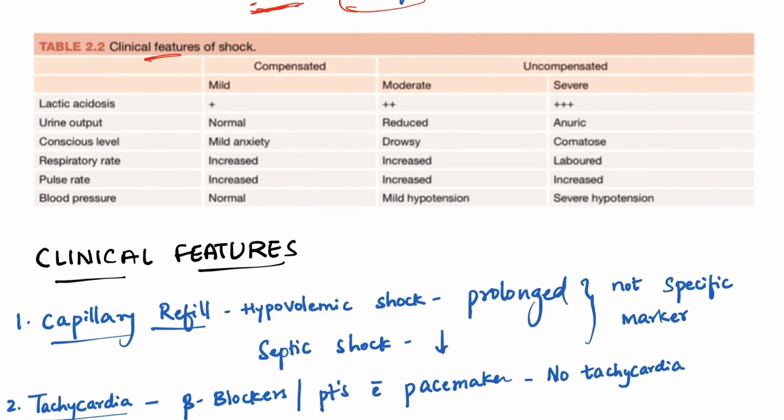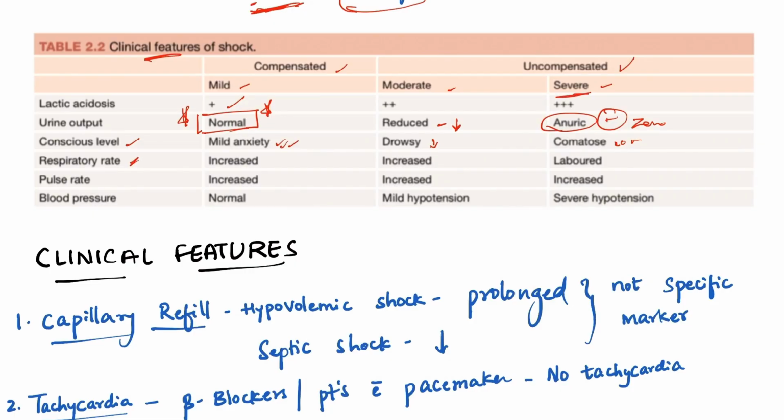These are the clinical features of shock in case of compensated and uncompensated shock. That is mild, moderate and severe. In case of mild, there will be lactic acidosis, which we have been discussing till now. Urine output can be normal even in spite of shock. But in case of moderate, the output will be reduced. In case of severe, there will be zero output. In consciousness, mild anxiety will be present. Patient will be drowsy in case of moderate shock and comatose or unconscious in case of severe shock.